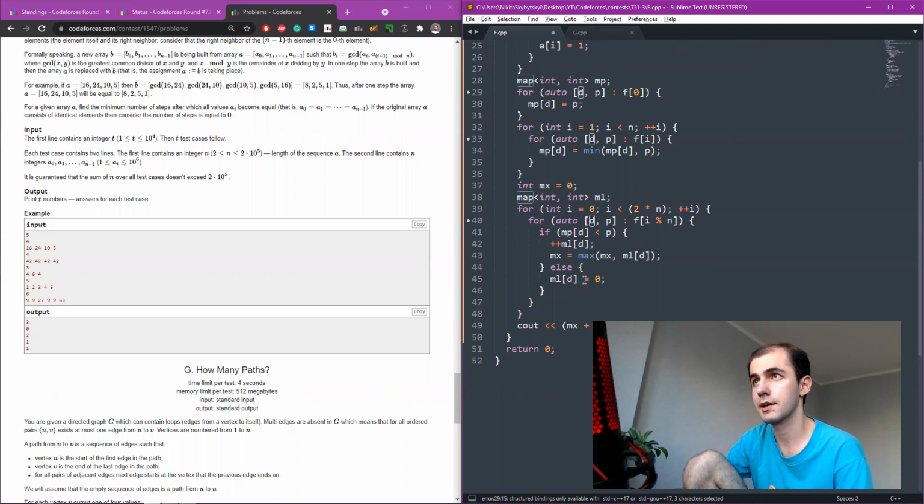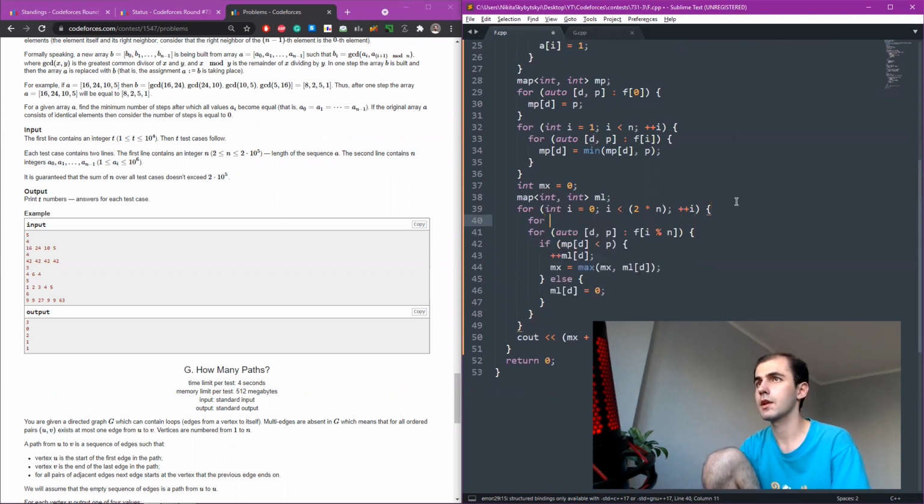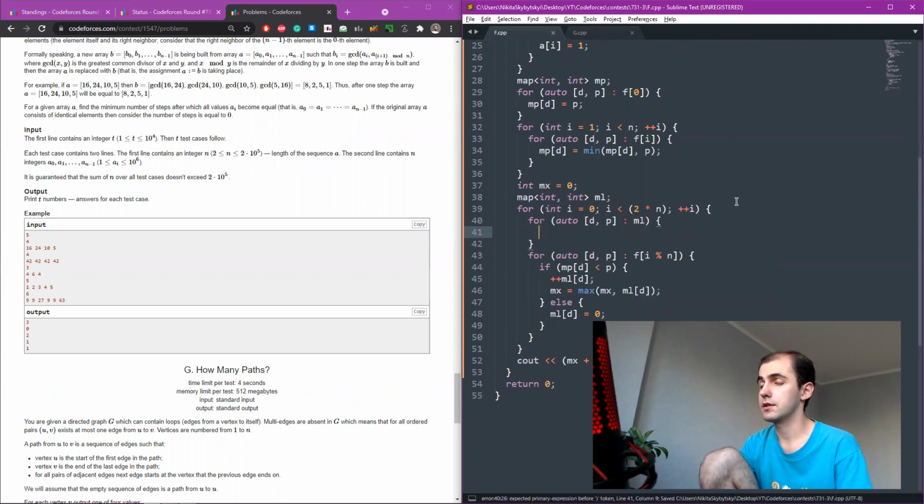Why, you may ask? Because this way we should be able also to do the following. We iterate over this. Oh, we can't change the map while iterating over it. We can't change size.